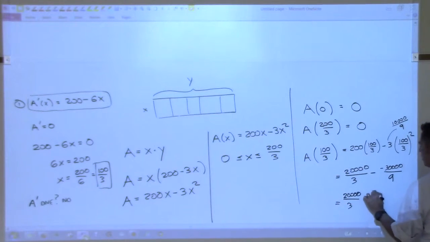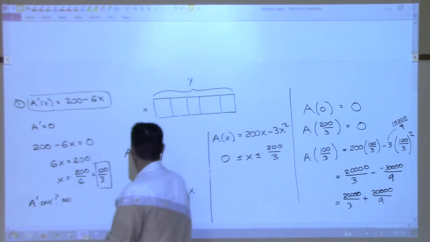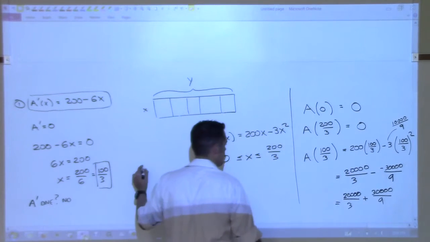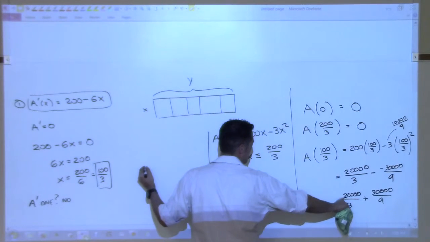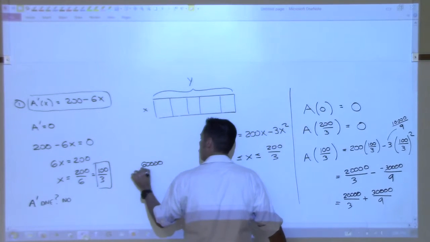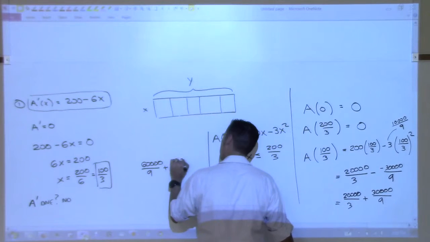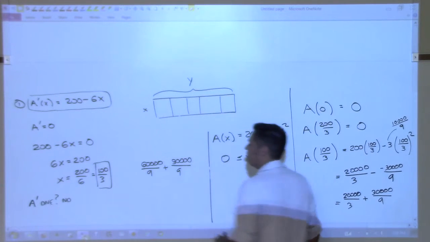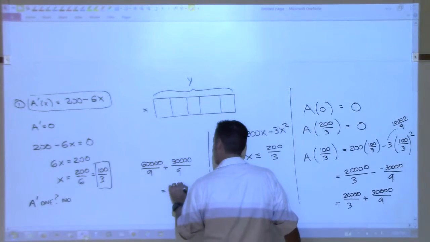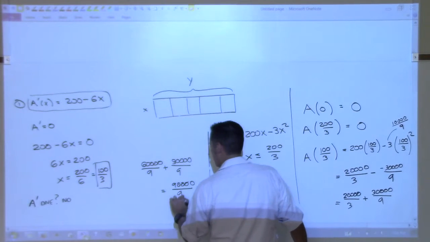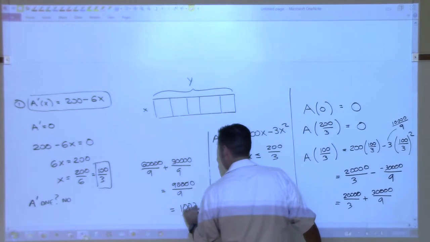20,000 over 3 plus 30,000 over 9. I know you want to do decimals really bad right now, but I'm not doing it. You don't have to use decimals. It ends up being 30,000 divided by 9, because you have to get a common denominator. Our common denominator here is 9, so 3 on top and bottom. So 60,000 over 9 plus 30,000 over 9, which is what? It ends up being 90,000 over 9, which is just 10,000.